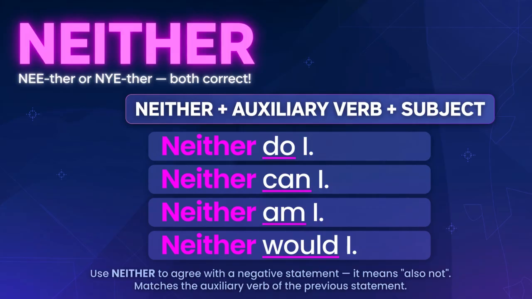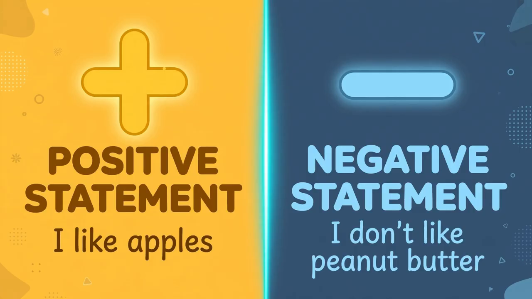Help! If you've ever felt lost trying to agree or disagree in English, this video is going to clear everything up. By the end, you'll know exactly which word to use, when to use it, and why. Let's get into it. Part 1. Agreeing with positive statements. Let's start with the easy one, agreeing with positive statements.